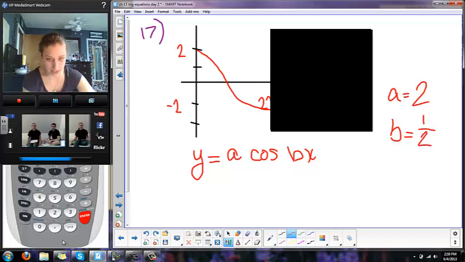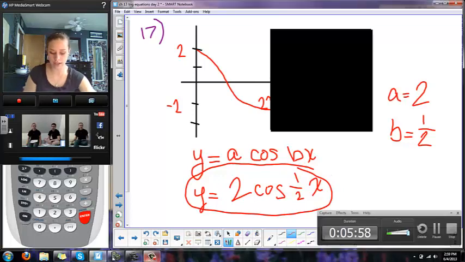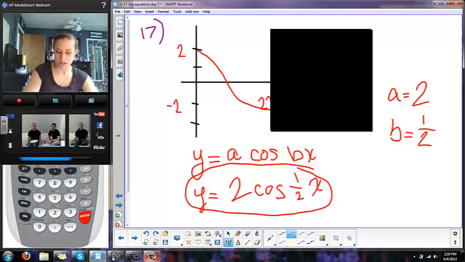So that means that your equation can be written as y is equal to 2 cosine, and then you could write it as 1/2 x or x over 2, either one. That's the final answer. Okay? Now, on the very last page, we have another question, number 18.